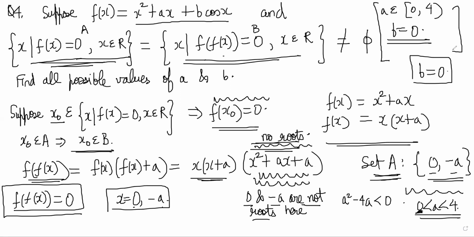I hope you have understood what we are doing. We are just making a logical argument that says that both the sets have to have the same elements. So f of f of x, the equation, is becoming a fourth degree equation. We need to ensure that it only has roots 0 and minus a. It cannot have any other real roots, because then set A will not be equal to set B, right? So in order to do that, we put the condition discriminant less than 0 for this quadratic, and we get 0 to 4. So basically then we find out the range of A and B. A ranges from 0 included to 4 not included, whereas B is always equal to 0, right?